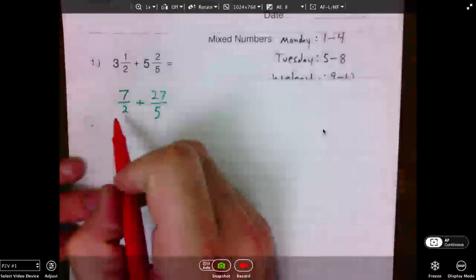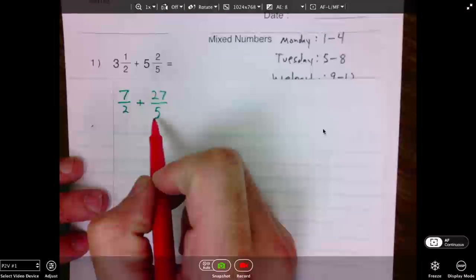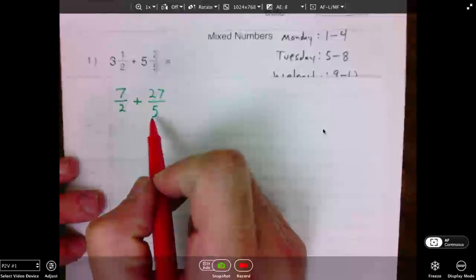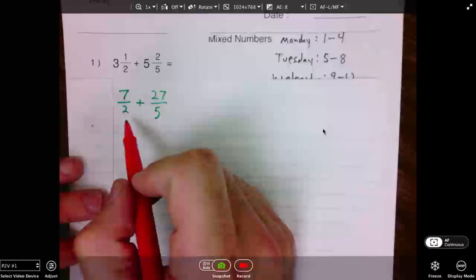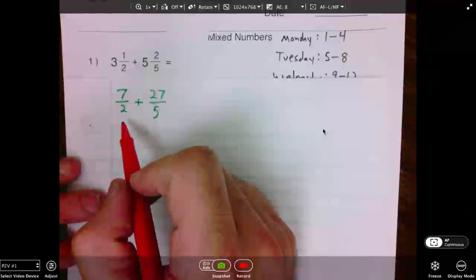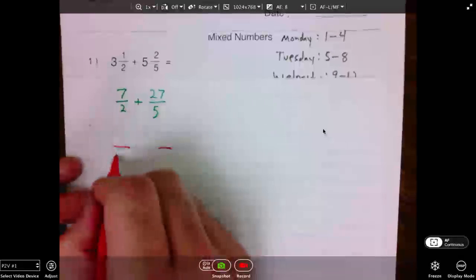Well, we are adding, so we must have a common denominator. The question is, what is the common denominator between 2 and 5? Well, it's 10. Both 2 and 5 go into 10. One way to find a common denominator is simply multiply the two denominators together. That will always yield a common denominator. So, we want to make each one of these fractions over 10.